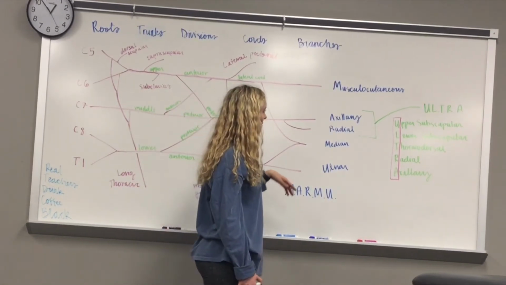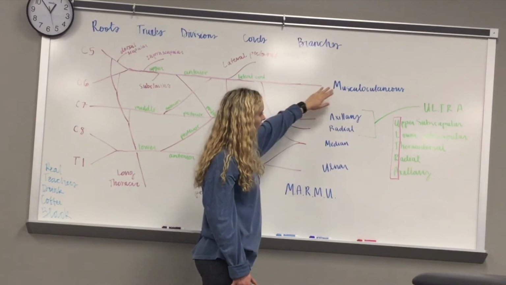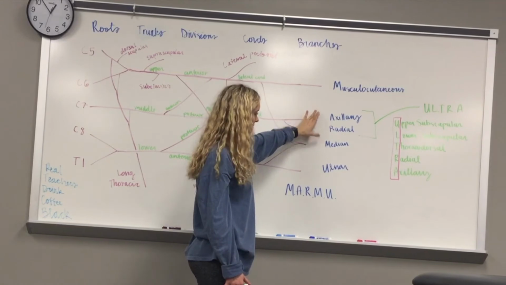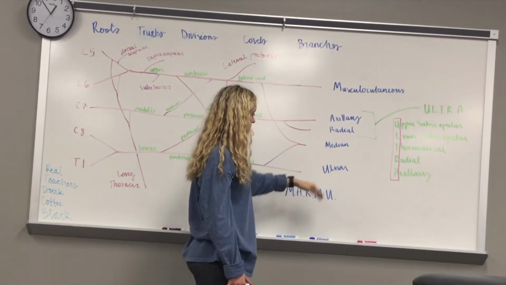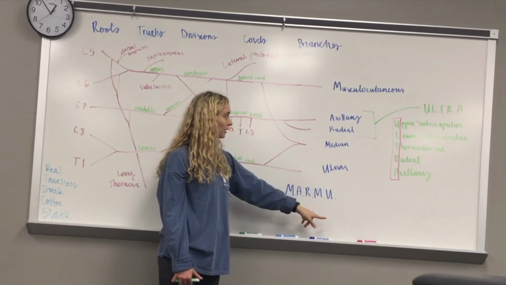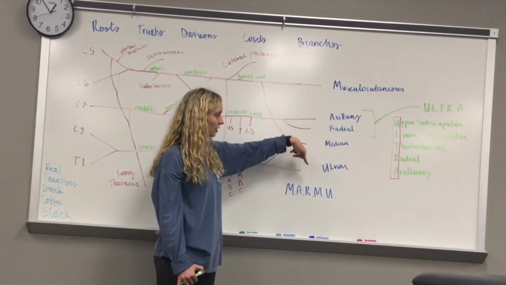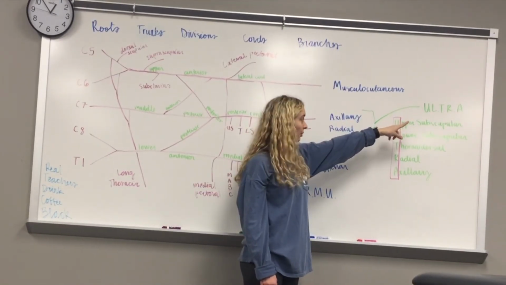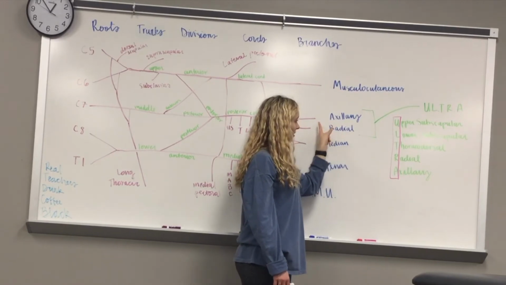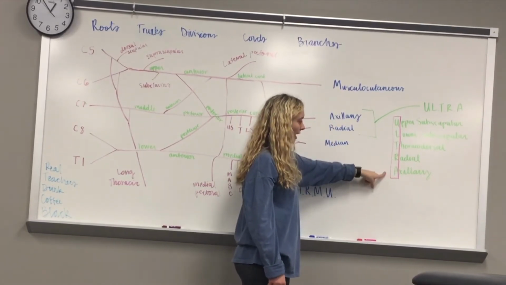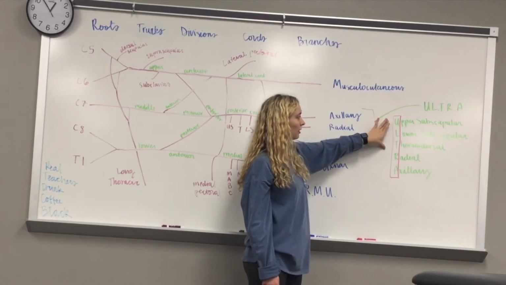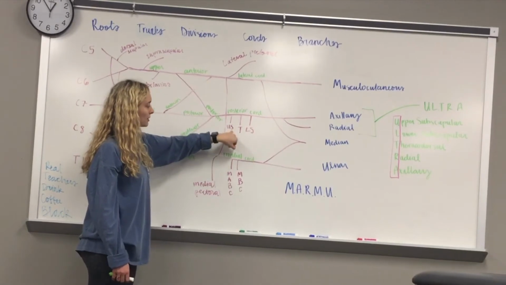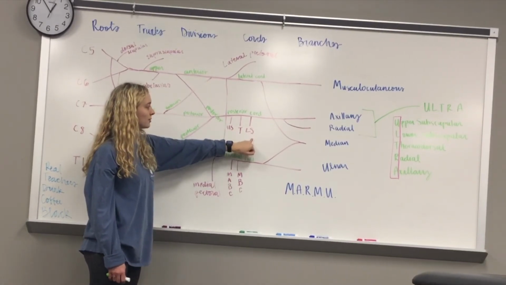And finally, at the branches, we have our nerves. We have musculocutaneous, axillary, radial, which are coming from the posterior cord, and we have median and ulnar. A good way to remember this is MARMU, the first letter of each nerve. And ULTRA is a great way to remember what's on the posterior cord. We have axillary and radial, which are the R and A of ULTRA. These 3 are not in the correct order, but you can remember the names: upper subscapular, thoracodorsal, and lower subscapular.